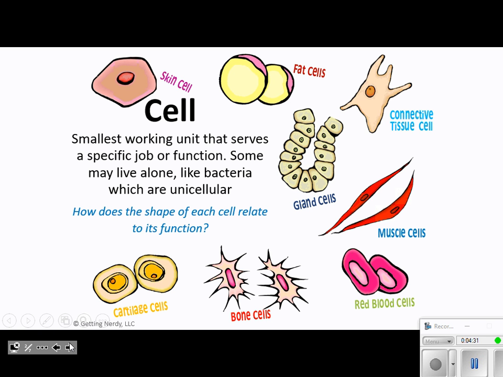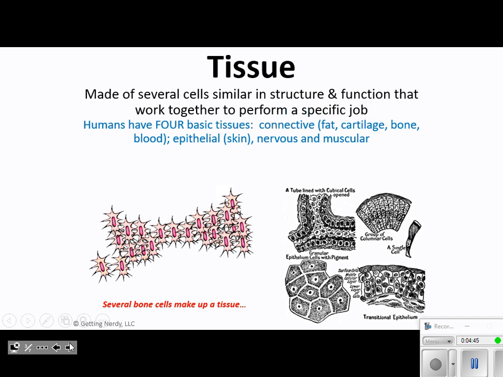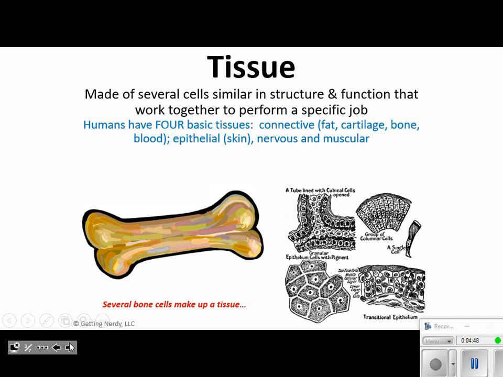Now, what happens if we take a bunch of cells and put them together? We have tissue. Wait, not that kind of tissue. This kind of tissue. It is made up of several cells that are similar in structure and function, and they act together to perform a specific job.